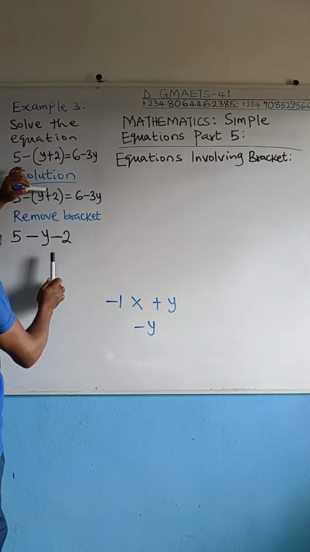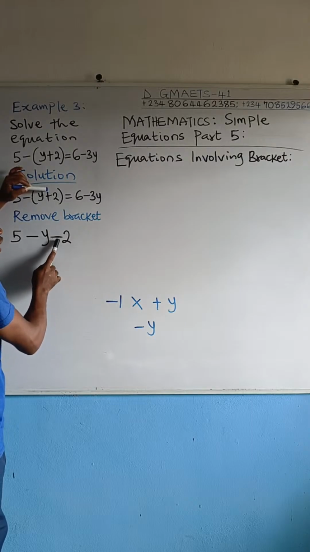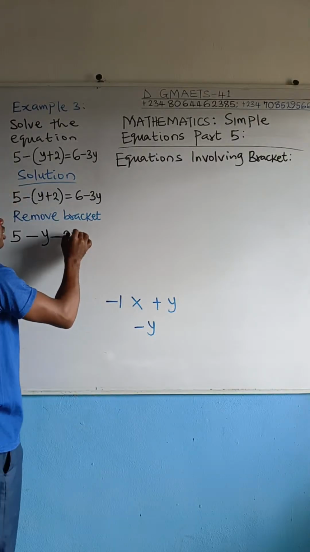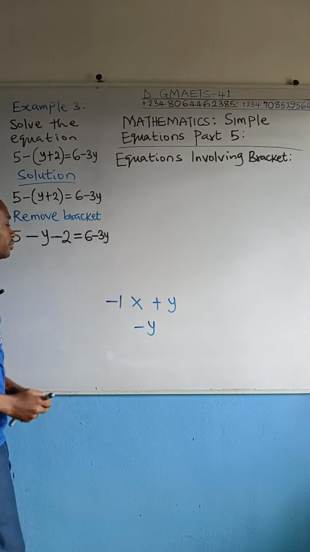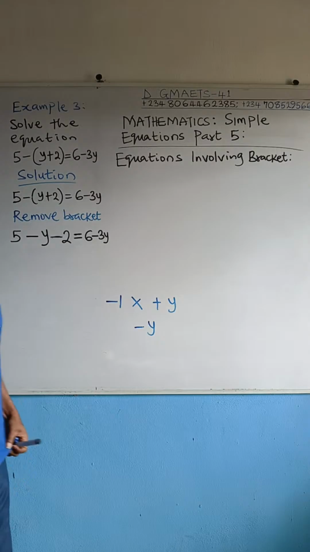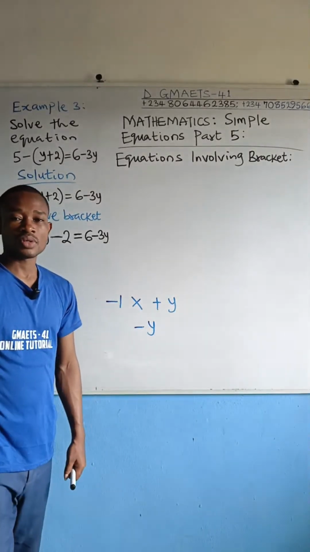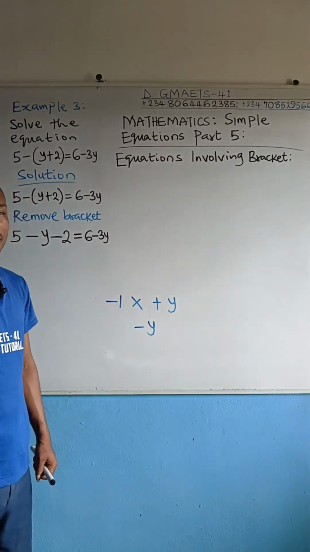You see that the sign of 2 has changed. From the question, it was plus. When we are opening up the bracket, we now change it to minus because a negative number is opening the bracket. So having done that, this will now be equal to 6 minus 3y. We can now collect like terms.